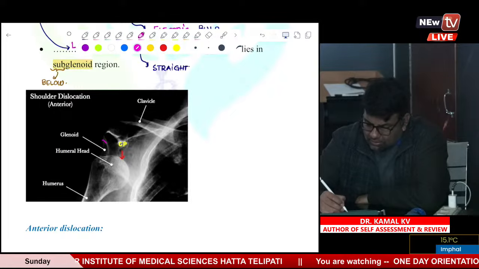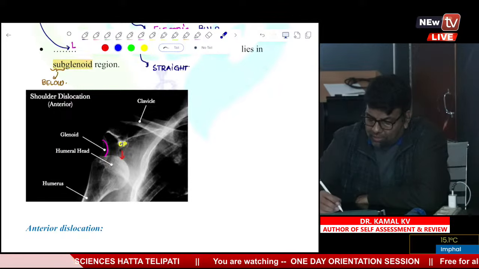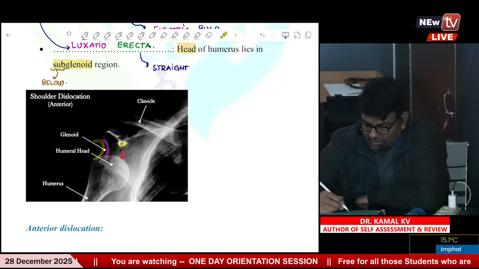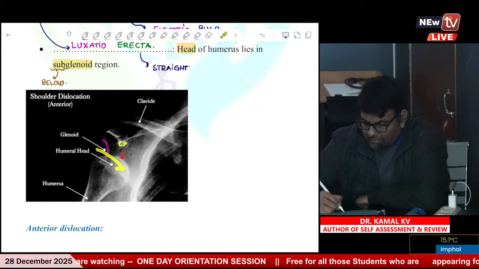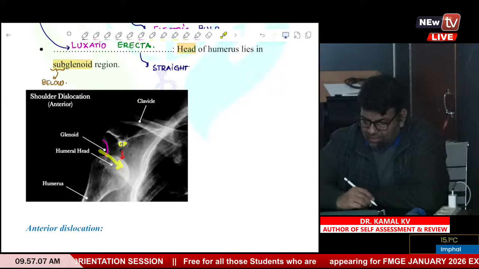This is the glenoid cavity, and normally the head of humerus should be here like this, but now it has slipped anteriorly. So this is an anterior shoulder dislocation.